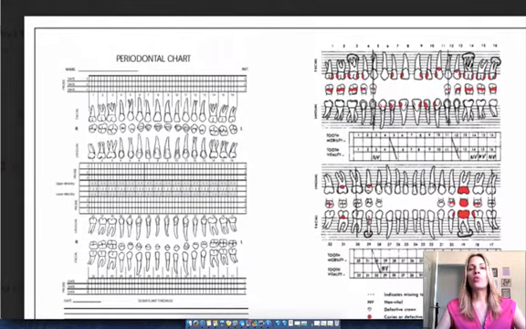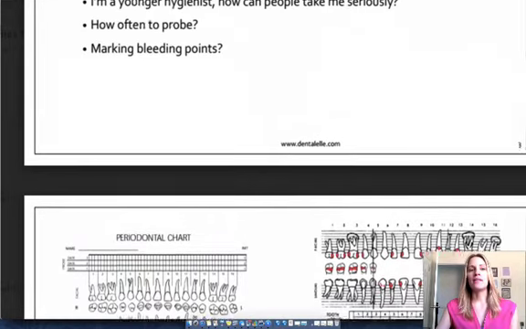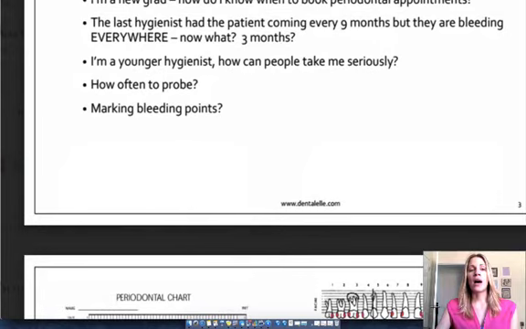Again, there's no right or wrong way of doing it, but in my opinion, if you're probing and you notice bleeding, you should mark that down. But how you mark it down depends on the office. So ask your office, ask all of these questions beforehand.